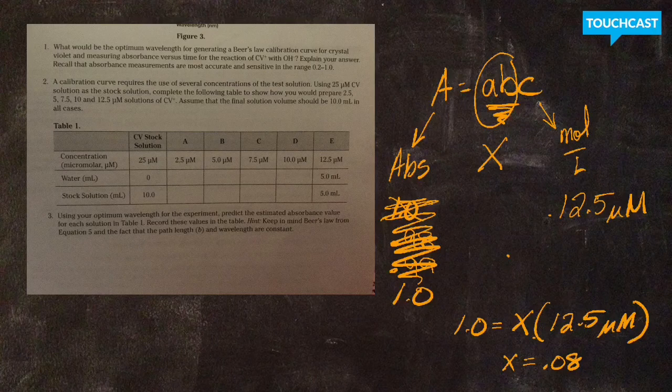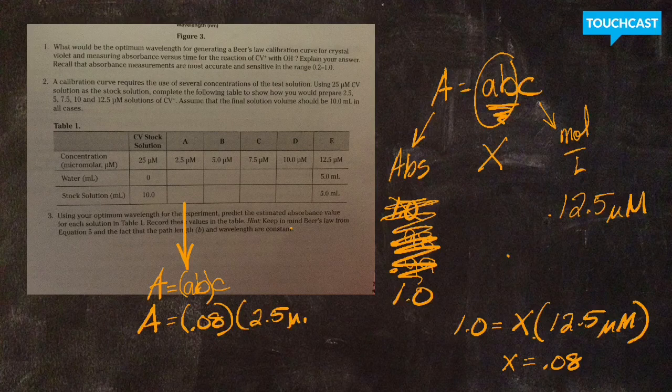So what I'm going to do is I'm going to use this in sample A right here, and let's take a look at what that will look like. So what we're going to say is absorbance is equal to ABC. We don't know what the absorbance is, but we know that the lowercase ab, this part right here, is 0.08, and we also know that the concentration is 2.5 micromolar. All right, so when you solve for absorbance, your absorbance should give you a value of 0.20. So we can fill in 0.20 for the expected absorbance for solution A.